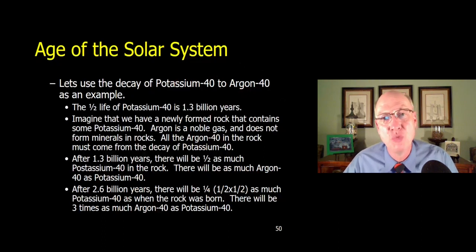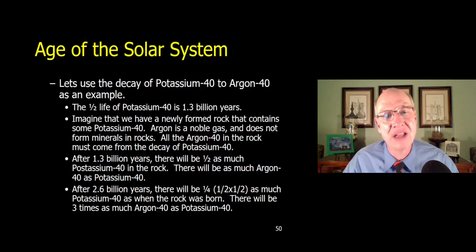So when a rock is molten, when it's in liquid form, like liquid lava, all the argon that's in that rock, or much of the argon that's in that rock, will actually leave the rock. Because it's a gas, it will bubble out of the rock. And argon doesn't form molecules. It doesn't form minerals. And so most of that argon will be lost out of the rock.